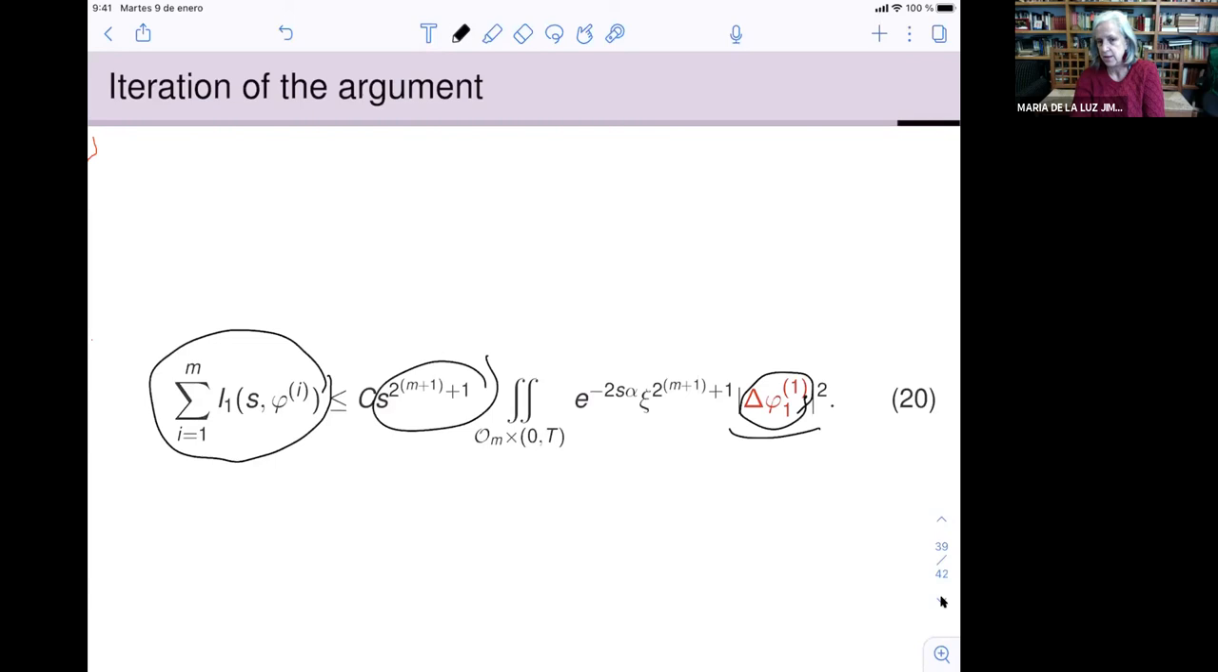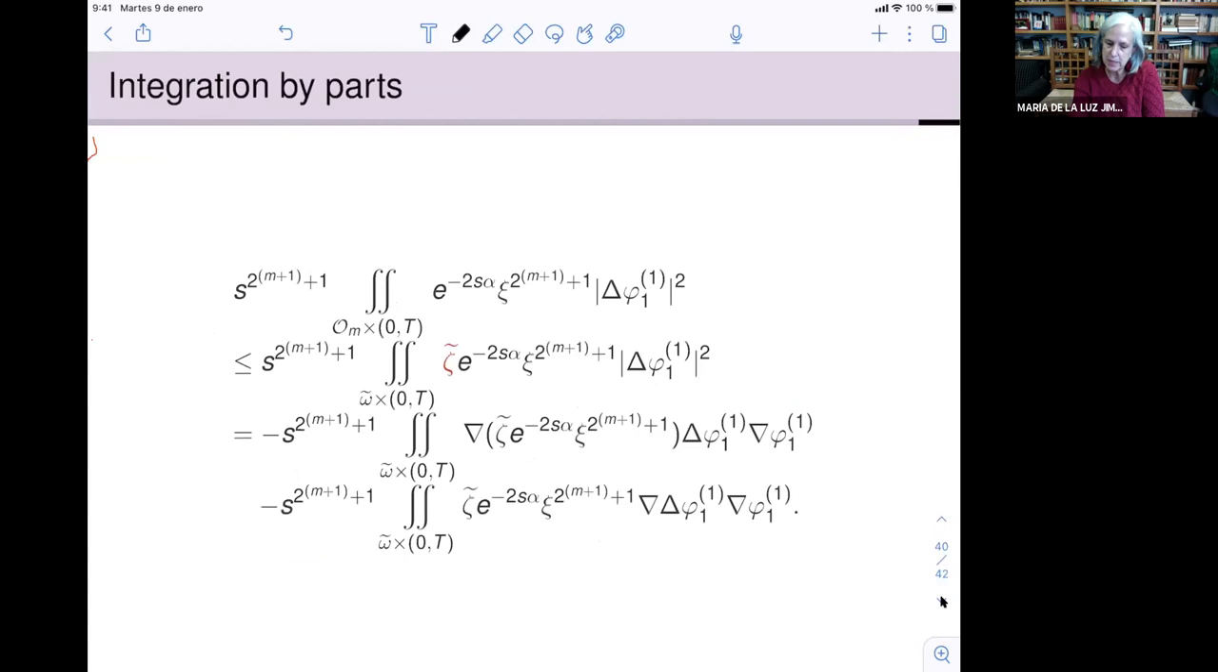Okay, so we are almost done. We have just to eliminate this Laplacian, and again, we work with this kind of function.